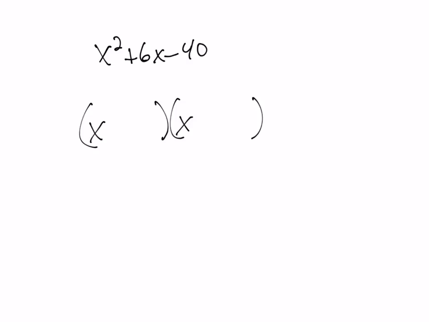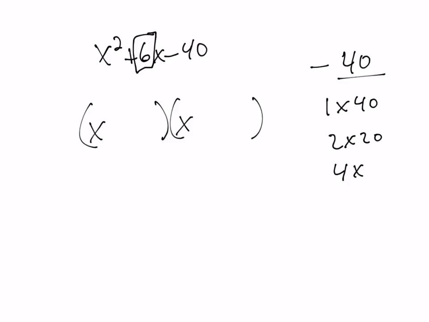If we have x squared plus 6x minus 40, again, the leading coefficient is just 1, so right away we're going to have x and x. Then we think, what multiplies to negative 40 that adds up to 6? If you don't see it right away, just list out the factors of 40: 1 times 40, 2 times 20, 4 times 10, 5 times 8, and that's it.